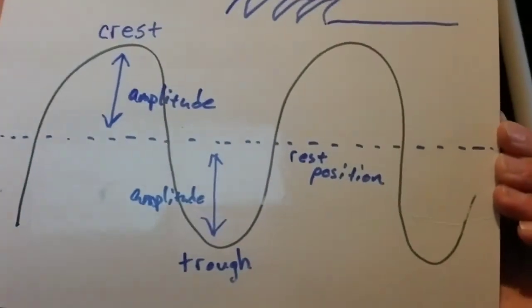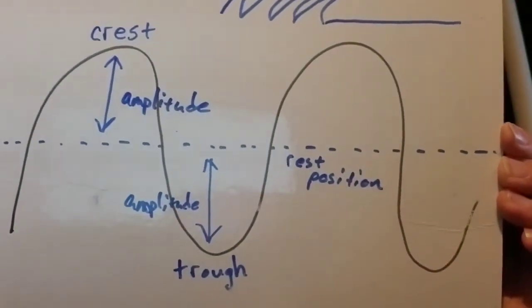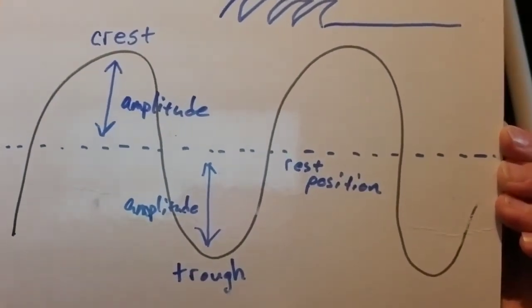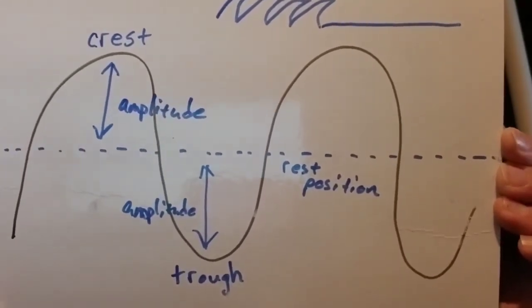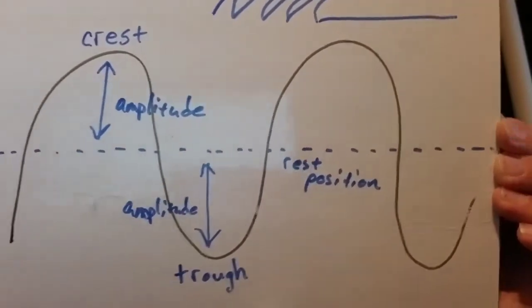If I got out a ruler and measured it on my board, we probably would not find it's the same distance simply because I'm a very bad artist. But that is the amplitude, and it should be the same distance going from the top to the middle, or from the middle to the bottom. That's going to be your amplitude.